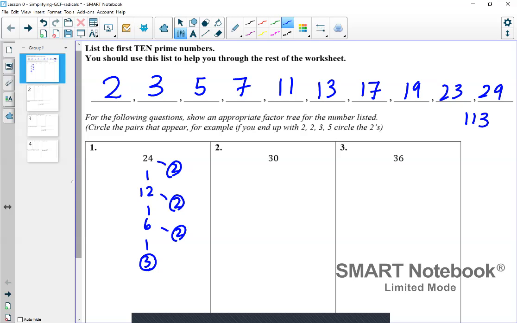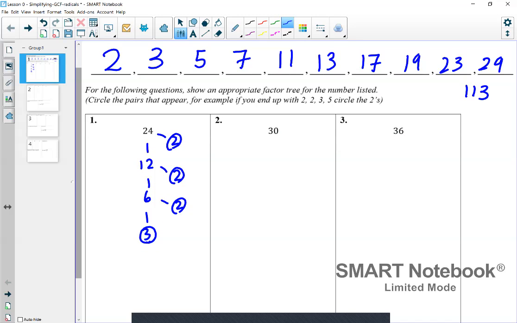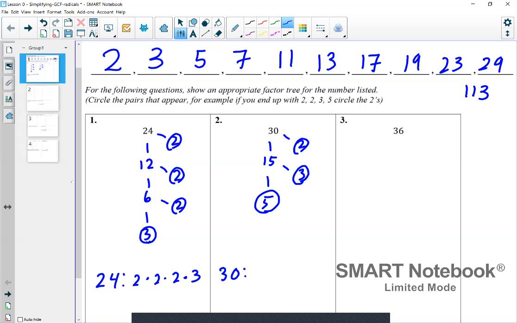So if I wanted to write out all the numbers that are prime making up 24, I would say 24 would be 2 times 2 times 2 times 3. So let's try 30. 30 I can break down by 2, and I get 15. I can't divide 15 by 2 anymore, so I move to the next prime, which is 3. And 15 divided by 3 would be 5. 5 is a prime number, and we are done. So let's write out our primes that multiply to 30. So 2 times 3 times 5.